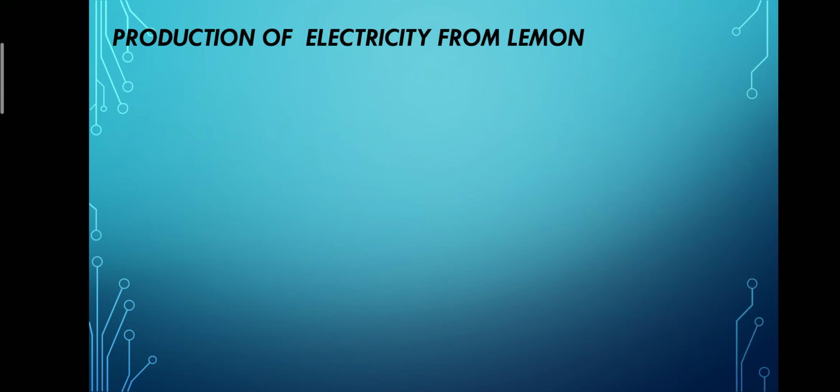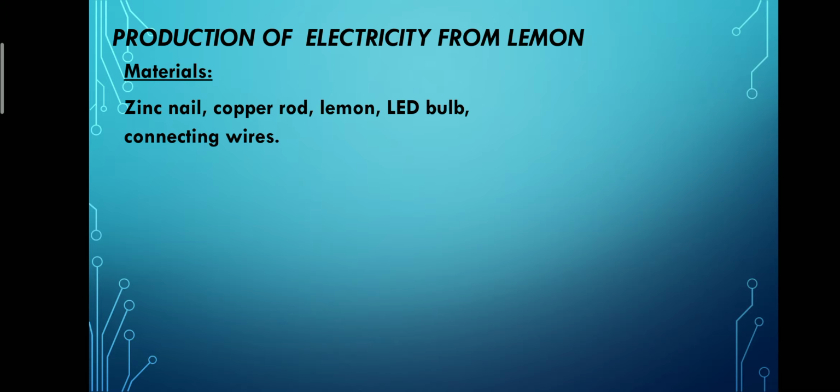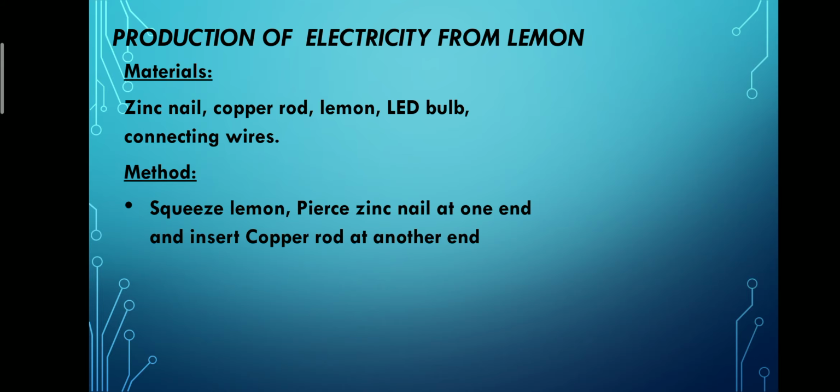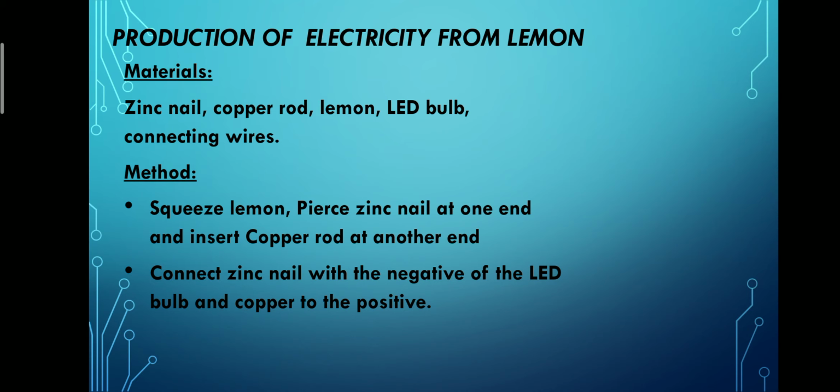Now next, you can also produce electricity from a lemon. What are the materials needed? Zinc nail, copper rod, lemon, LED bulb, connecting wires. Instead of vinegar, you can use lemon also, or potato. You have to squeeze the lemon, pierce the nail at one end and insert a copper rod at the other end.